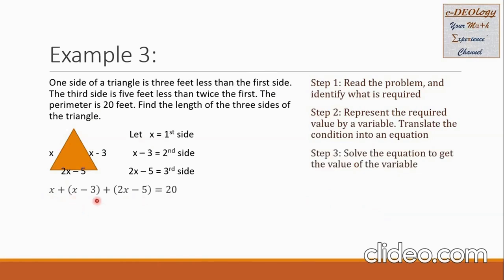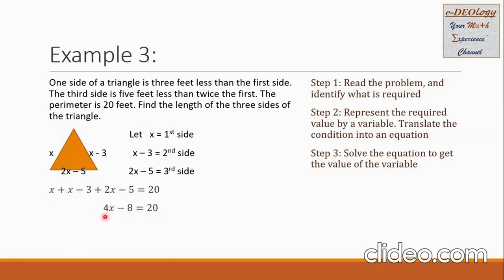So step 3, let us solve the equation to get the value of the variable. First, we will remove the grouping symbols. Both grouping symbols are preceded by a plus sign. We can remove them right away. So it's now like this. And then we are going to combine the variables, also combine the constants. x plus 2x equals 3x... x plus x plus 2x equals 4x. The negative 3 and negative 5 becomes negative 8, equals 20.